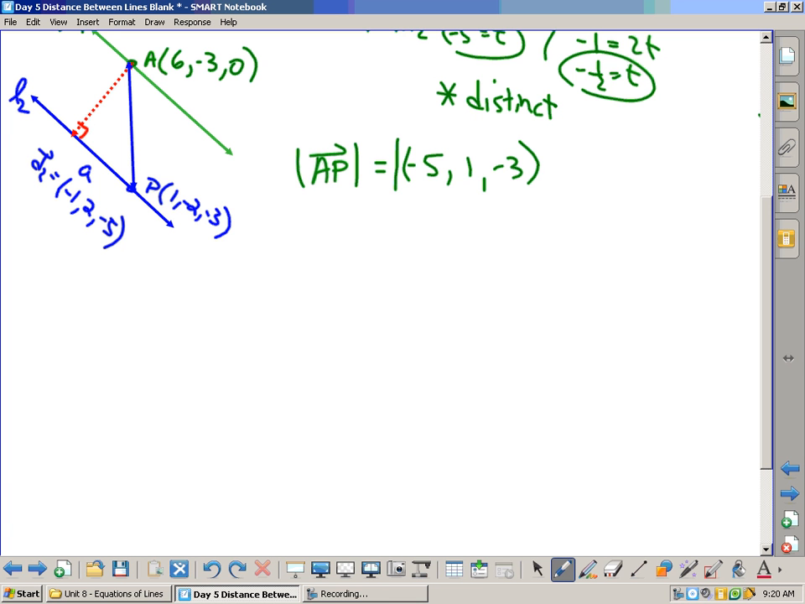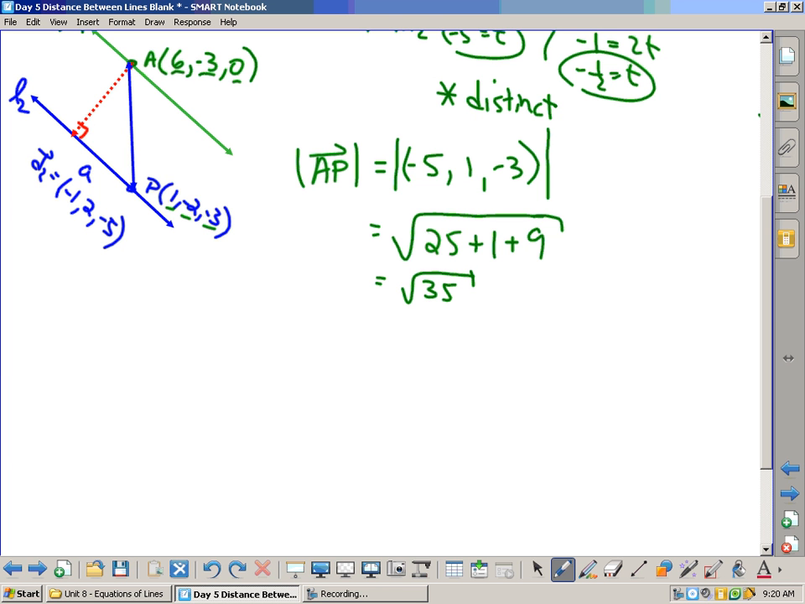Everyone agree? And we got that by doing P minus A, P minus A, P minus A. And then, of course, we're going to go off and find the magnitude of that. So it's the square root of the squares. So it'll be the square root of 35.